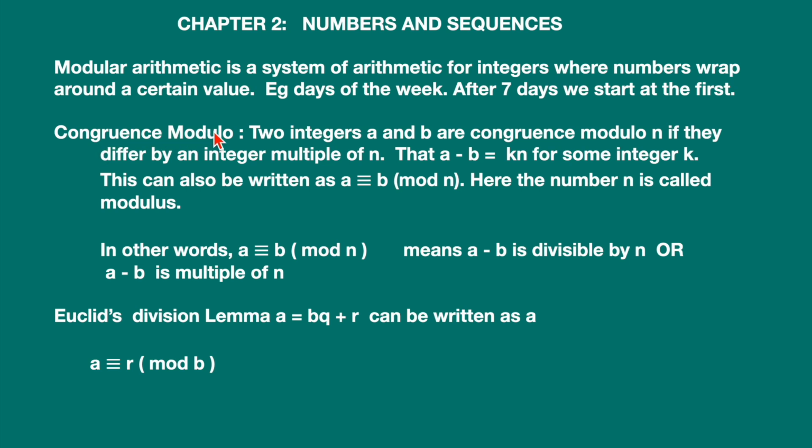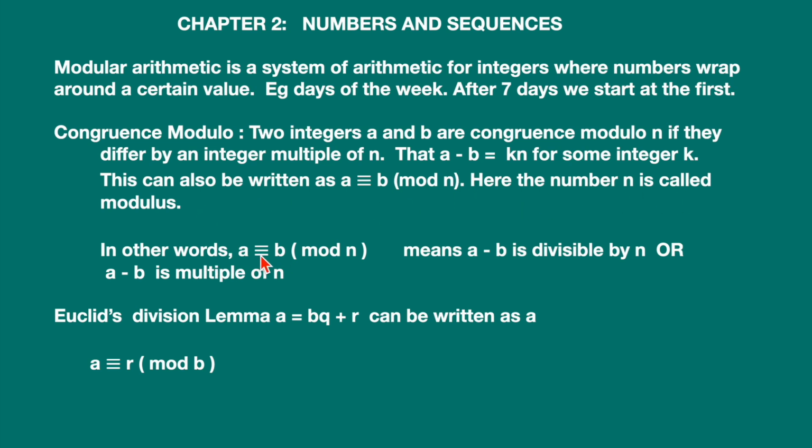Next is congruence modulo. Two integers a and b are congruent modulo n if they differ by an integer multiple of n. So for congruence modulo, we need two integers, and the difference of these two integers, that means a minus b, should be a multiple of n. So we can write it also like this: a minus b is equal to kn. Kn means it is a multiple of n for some integer k. This is written as a congruent to b modulo n. Here the number n is called the modulus.